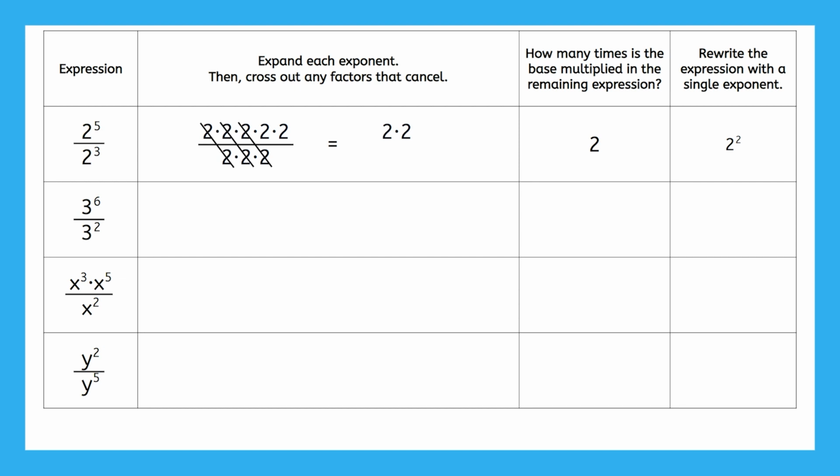After canceling out all the pairs of 2 over 2 that make 1, the expression was rewritten with all that remained, which is just 2 times 2. The next column asks how many times the base is being multiplied in the remaining expression. Well, after canceling, all that was left was 2 times 2. So the base is being multiplied 2 times. So it makes sense why the example has 2 to the power of 2 in the last column.